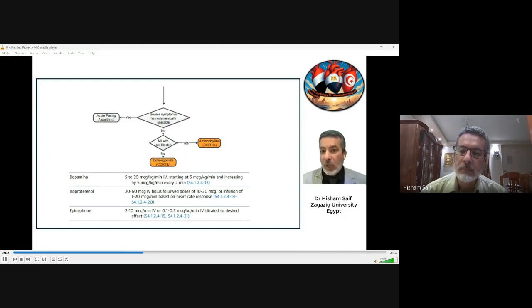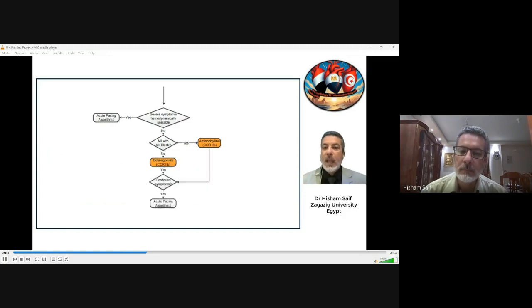If the patient is not in acute myocardial infarction, you can start a beta agonist infusion with dopamine, isoproterenol, or epinephrine at the shown doses. If the current measures remain ineffective, temporary pacing is an option to consider. It is crucial to note that temporary pacing should be approached cautiously, as it carries numerous complications that could potentially endanger the patient's life. Therefore, it is typically considered as the last resort rather than the first-line intervention.